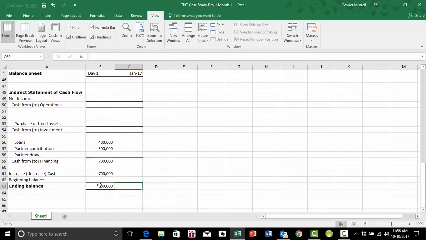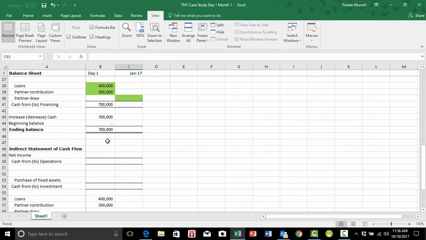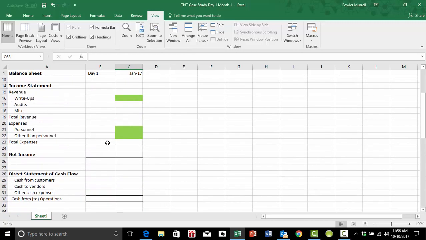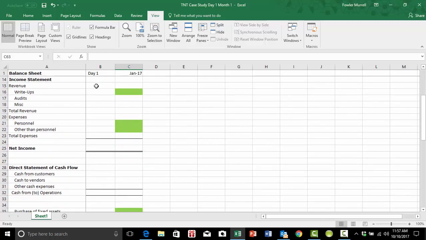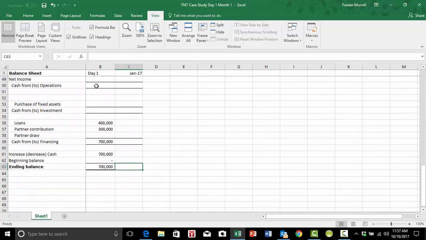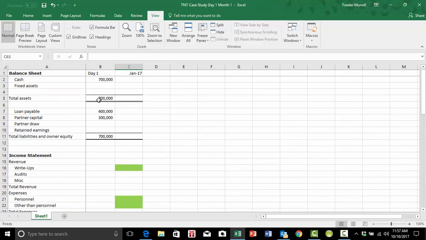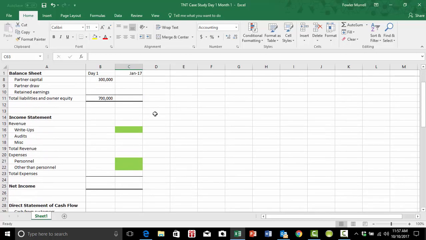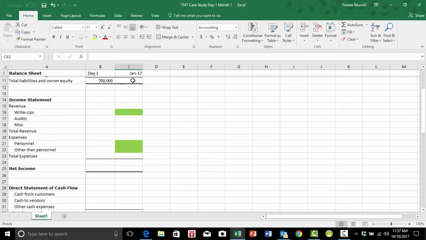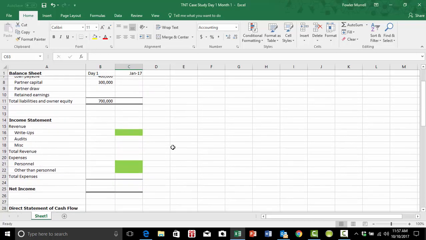So this number agrees to this number, and cash agrees to what's in our balance sheet, as it should. Right? So we have completed day one. Now, we will continue with month one. Day one is day one, and month one is everything after day one. So let's continue.